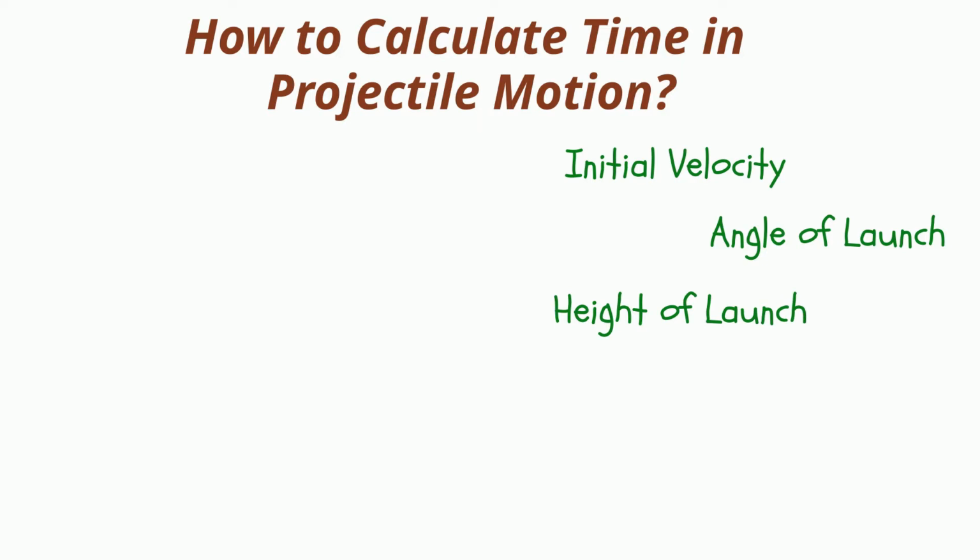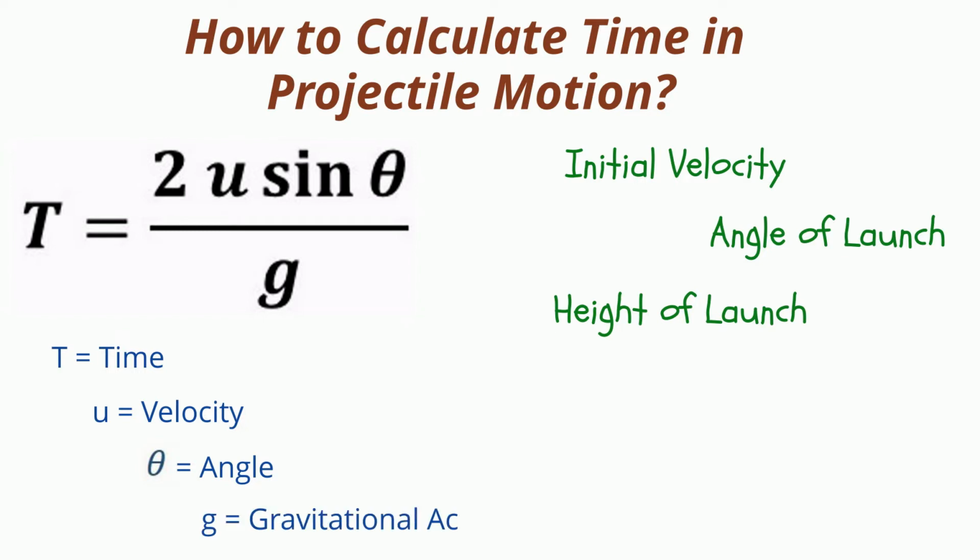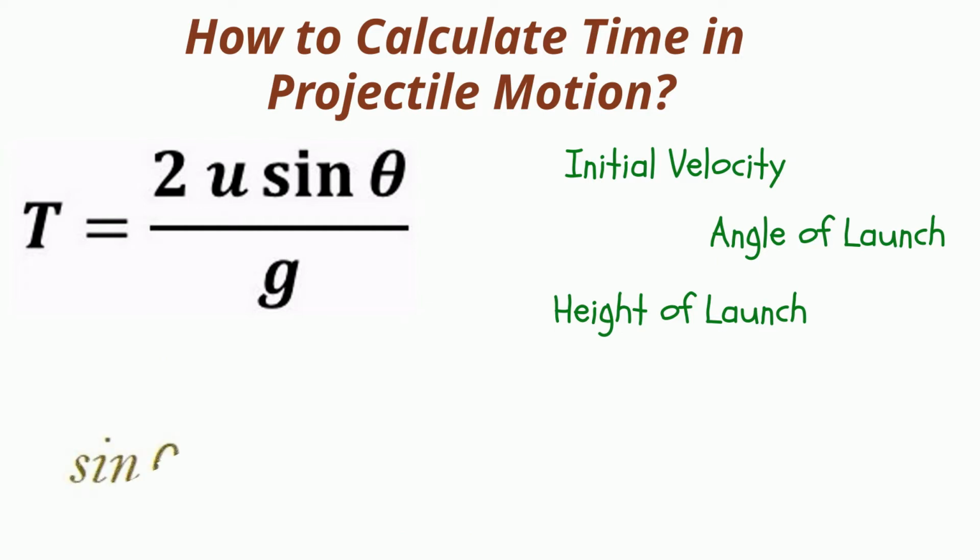And thus, our equation becomes something like this, where t is the time of flight, u is the velocity of the object, theta is the angle of projection, and g is the acceleration due to gravity. Here, sin theta is used as there is a change in the vertical component. If there was a change in the horizontal component, then cos theta would be used.